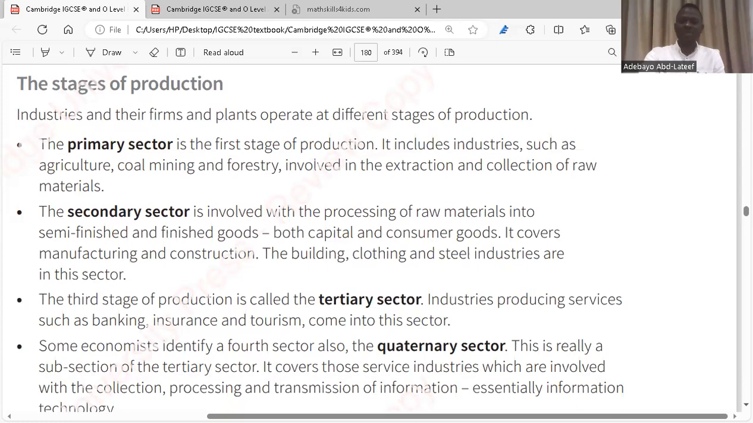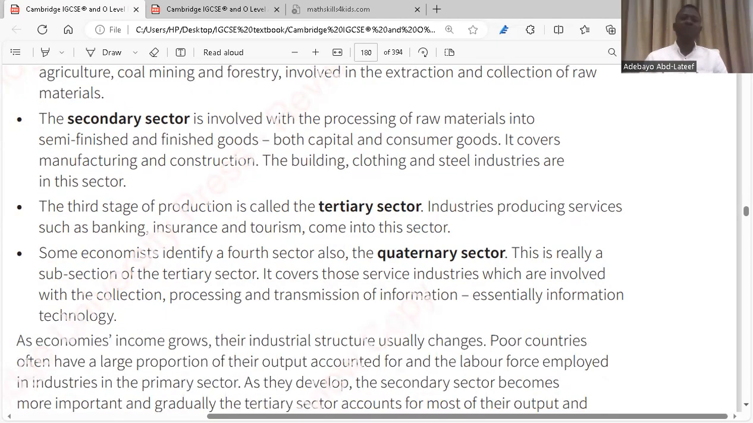Industries and their firms and plants operate at different stages of production. The first one is the primary sector. We're talking about the primary sector. This is the first stage of production. It includes industries such as agriculture, coal mining, forestry. They involve the extraction and collection of raw materials. So any firm that extracts raw materials or collects raw materials, they are considered as what? Primary sector business. So they are in the first stage of production. Is it clear? Yes.